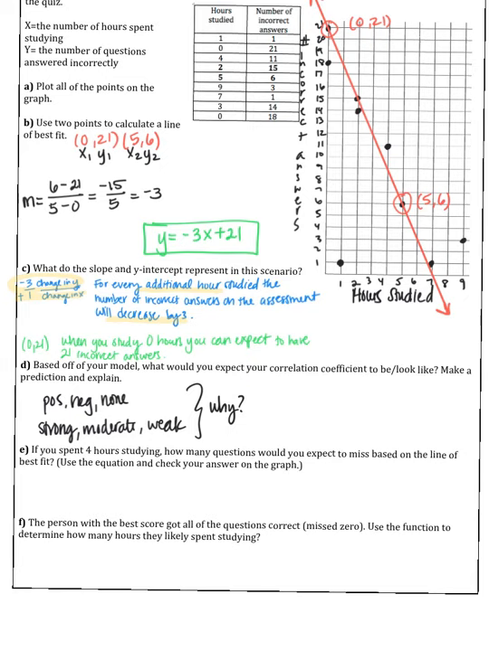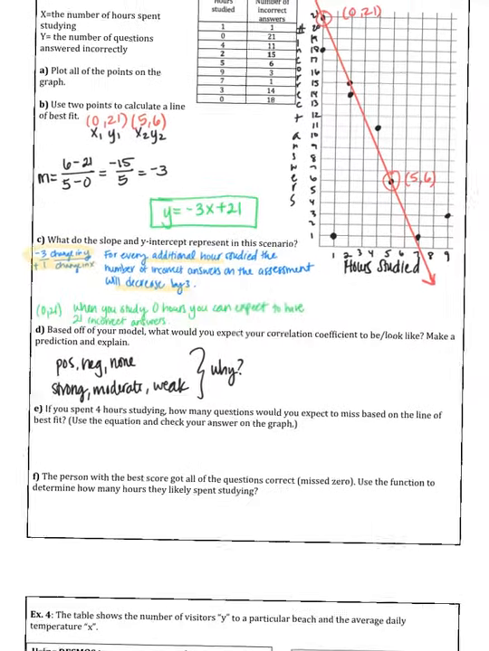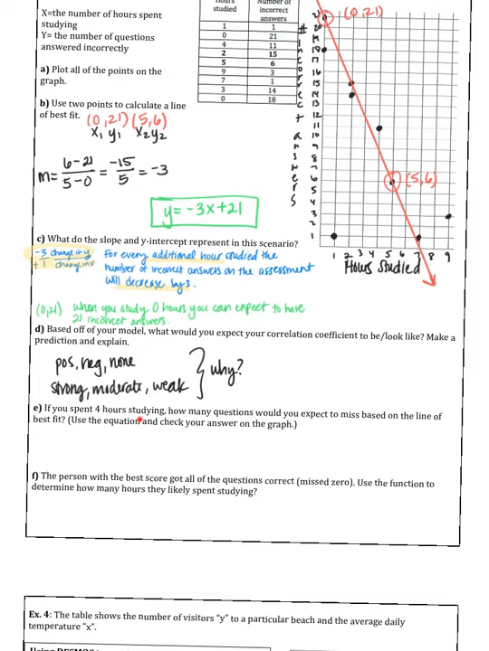All right, let's move on to our next example. Question E. If you spend 4 hours studying, how many questions would you expect to miss based on the line of best fit? There are technically 2 ways you can do this. We can go over to our graph, draw up from 4 hours, hit our line and go over. But like we said, showing work in this unit is really important, so let's verify this by using our line of best fit.